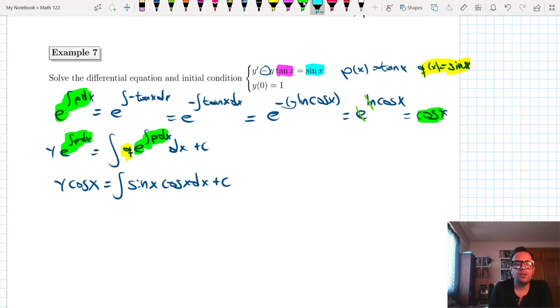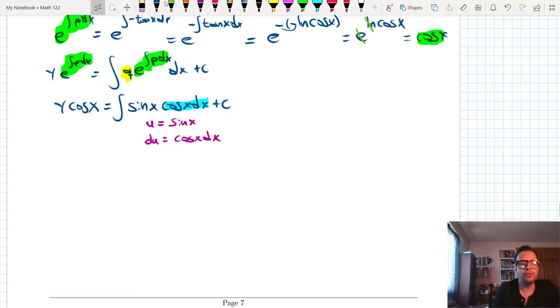Notice how this cosine x dx serves as the differential of sine, because the derivative of sine is cosine. So we are going to take u equals sine of x and du equals cosine of x dx. And in this case, no adding constants to compensate the differential. We're good to just do y cosine of x equals the integral of u du plus c, and the integral of u du is simply u squared over 2 plus c.